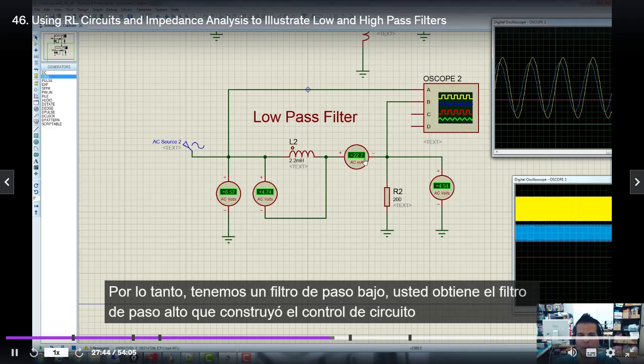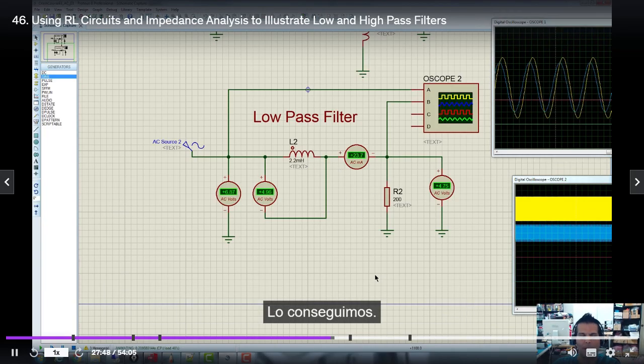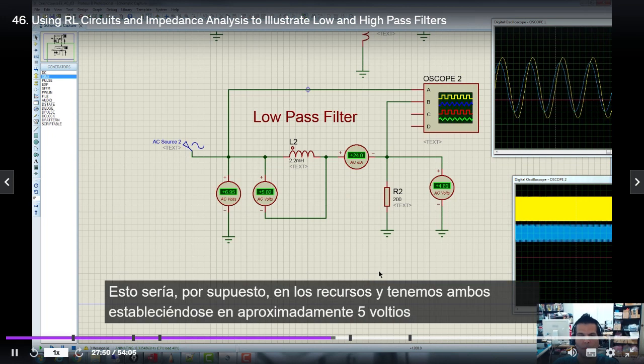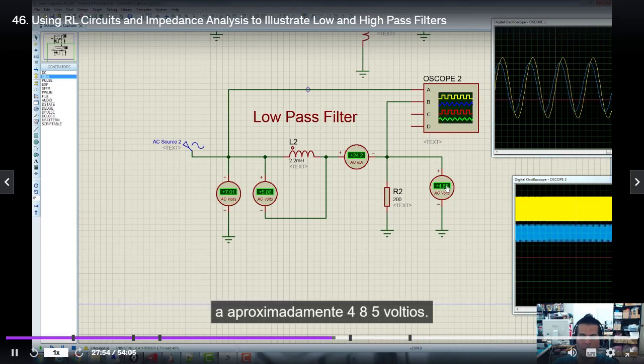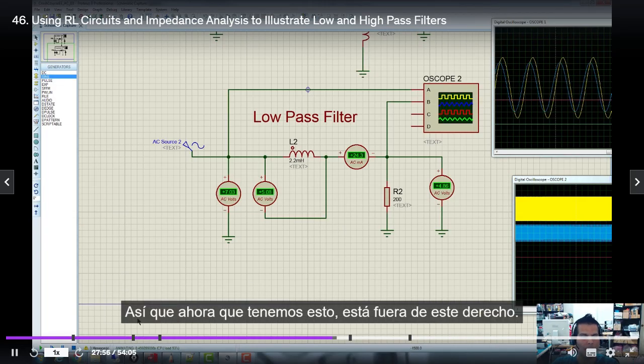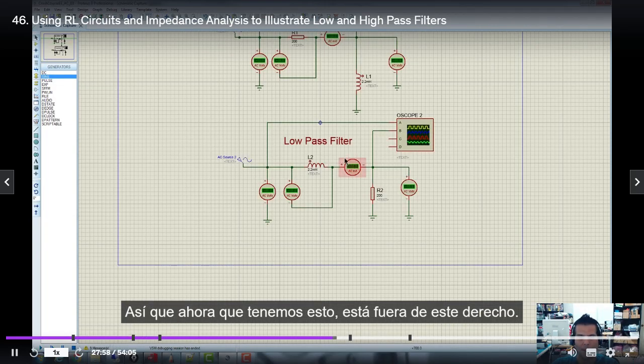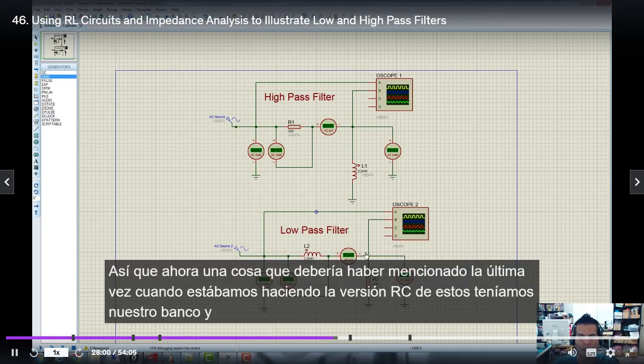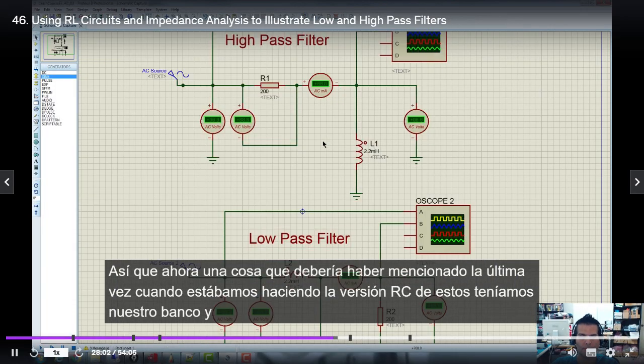So we got the low pass filter, we got the high pass filter, we built the circuit. Control S, Control S, Control S, make sure we got it. This will be, of course, in the resources. And we've got both of these settling to about 5 volts and about 4.85 volts. So now that we have this, let's back off of this.